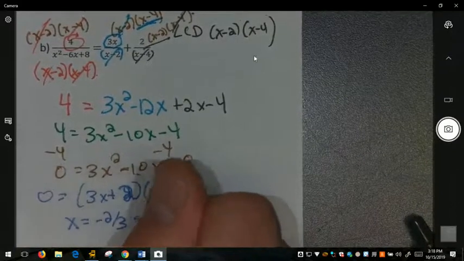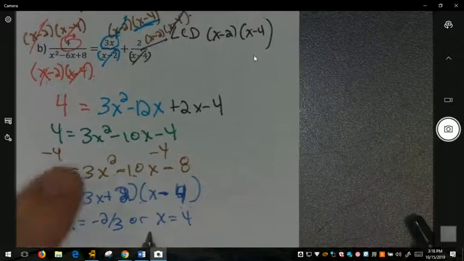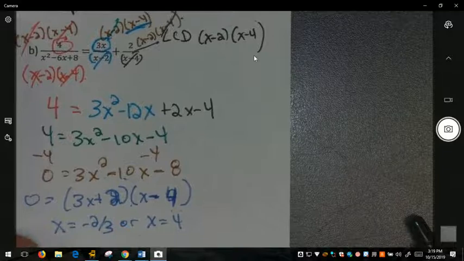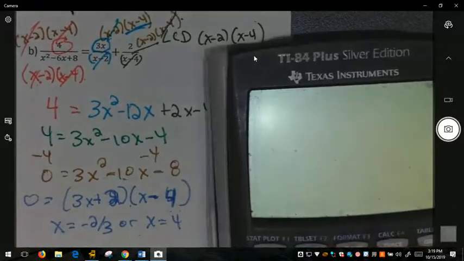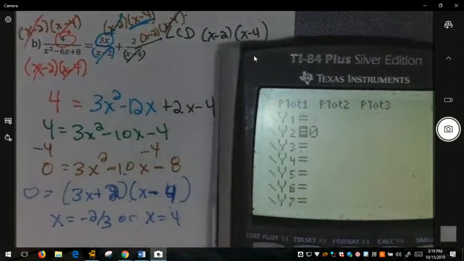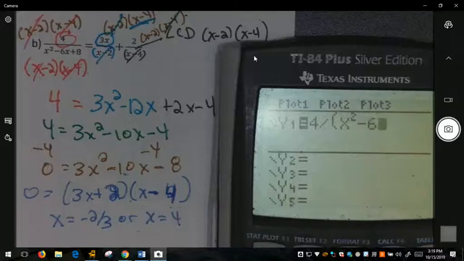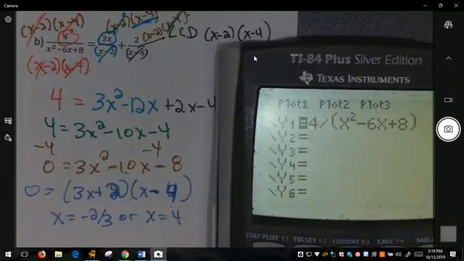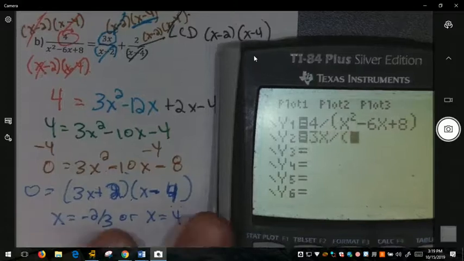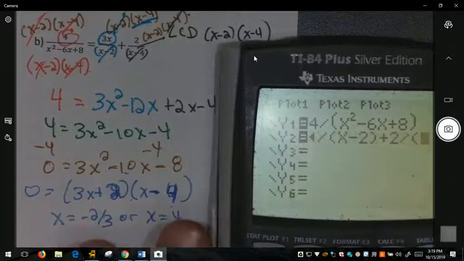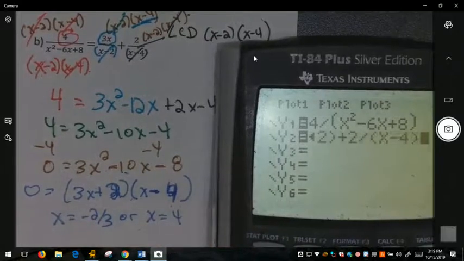Now this is the solution to the quadratic equation we built in our attempts to solve the rational equation. We're going to have to plug in the left side of that equation, making sure that our denominator's in parentheses since it has multiple terms: x squared minus 6x plus 8. And then the right side of the equation, 3x over, in parentheses, x minus 2, plus 2 over, in parentheses, x minus 4.